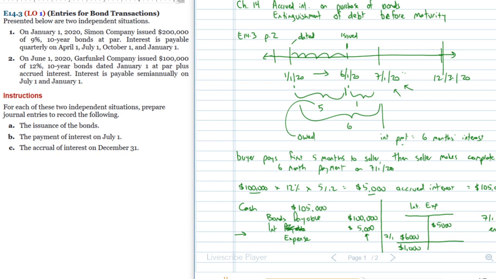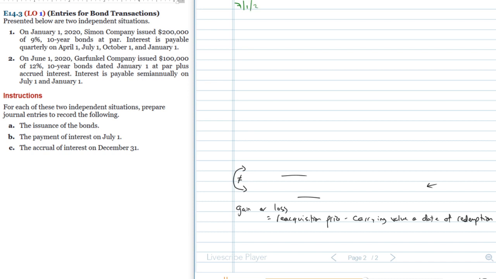So our first entry to record the issuance of the bonds, it's going to be this guy right here: debit to cash, credit to bond payable, and a credit to interest expense. That's going to be our first entry. The next thing we're asked for is the payment of interest on July 1st. And again, as I've said several times now, the whole point of the accounting that we're doing is to make this entry normal. So we're just going to debit interest expense and credit cash for $6,000. And that entry is just our normal 7/1 entry.